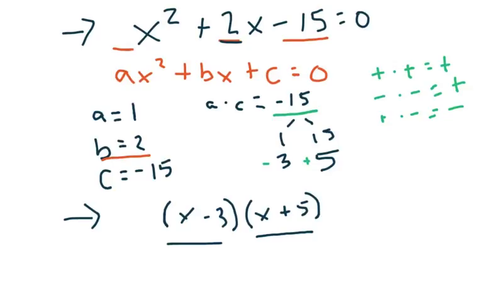Why do we do that? Why is this important? Well, factors are cool guys, right? We had x minus 3 and x plus 5. Factors are nice guys because they make it easy to find our zeros.